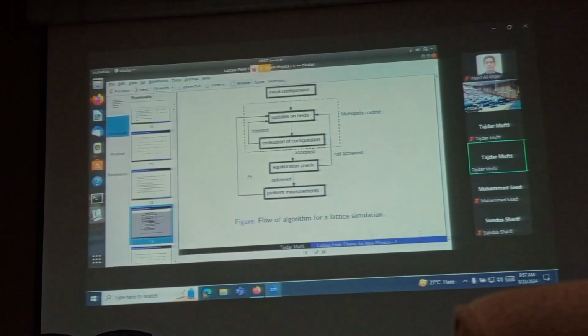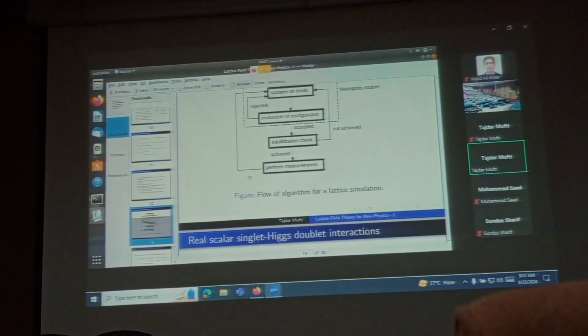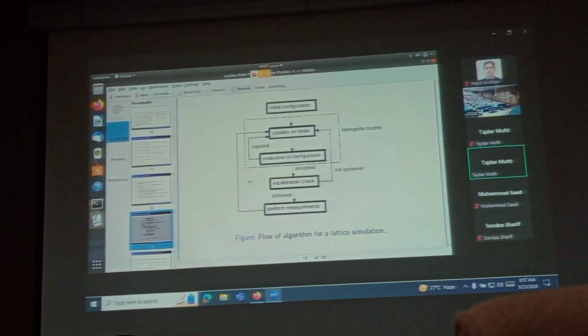And in Lattice, pretty much any Lattice code goes pretty much like this.